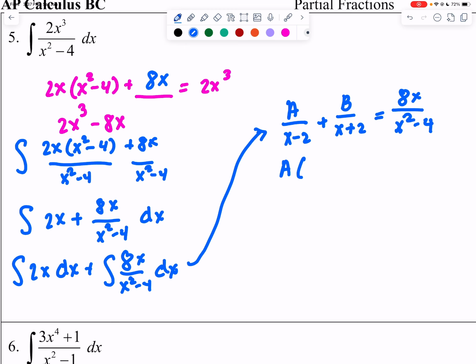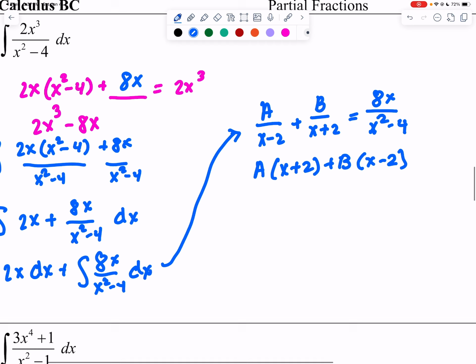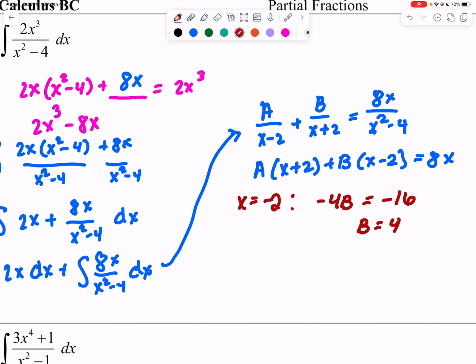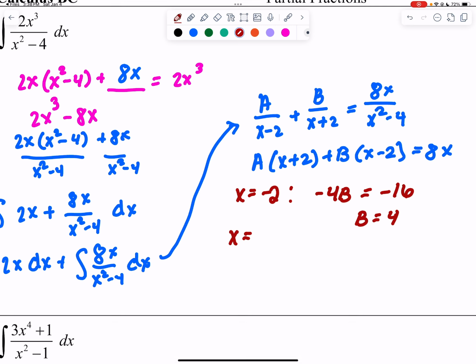If you do that, you're going to get a(x plus 2) plus b(x minus 2) is equal to 8x. I'm going to pretend x is negative 2 to cancel out the a. That's going to give me negative 4b is equal to negative 16. B is going to give me 4. Now, if I pretend x is 2, the b is going to cancel out. So then I'm going to have 4a is equal to 16. A is equal to 4. So notice how here both a and b will be 4.